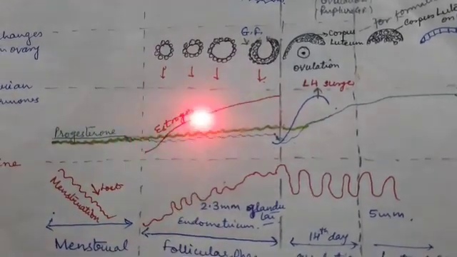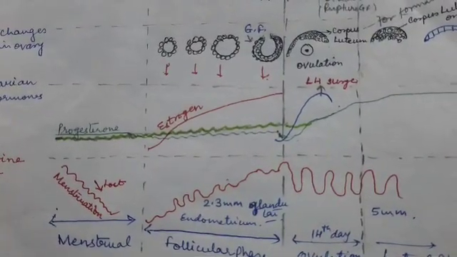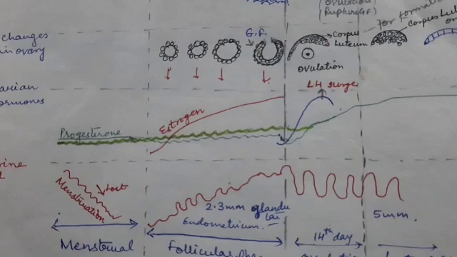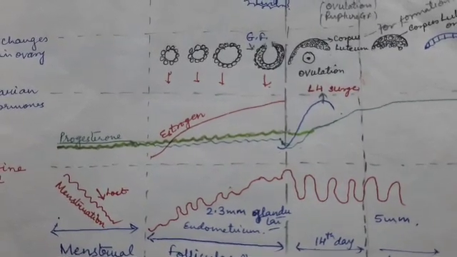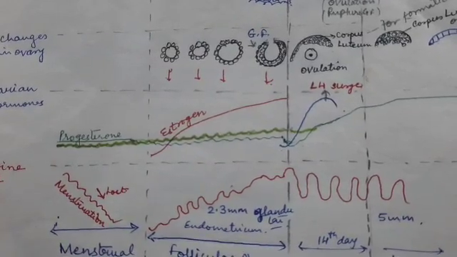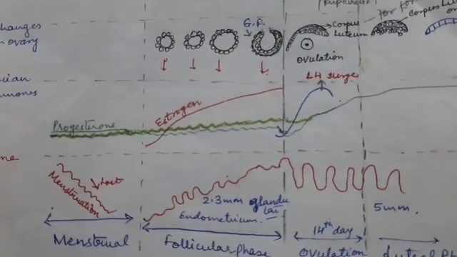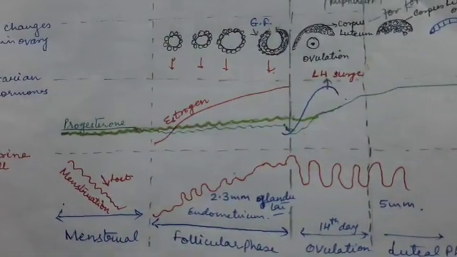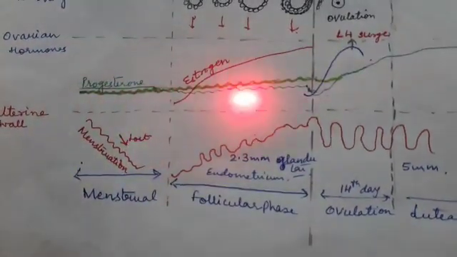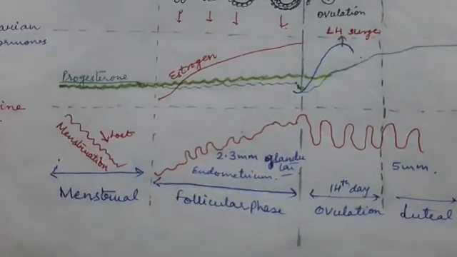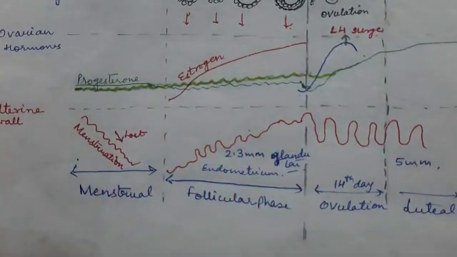You can see here I have shown it with this red line. It shows the level of the estrogen. Now this estrogen secretion increases because of FSH. So the follicles are growing because of FSH, and now the changes in the endometrium. Because of estrogen, the lining which was scraped off starts repairing itself. It becomes thick and folded, 2 to 3 millimeter thick, and glandular.